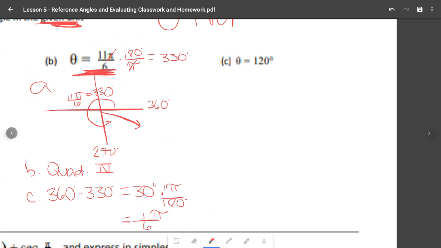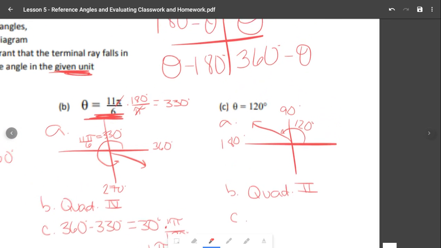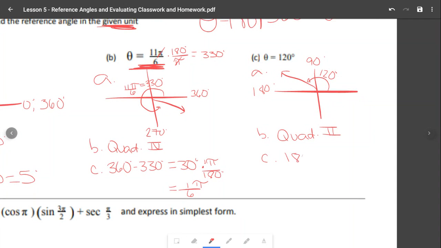For C, rotation diagram, 120 is in the second quadrant because it's between 90 and 180. Again, counterclockwise. So we just said second quadrant. So the formula for the second quadrant, 180 minus theta, 180 minus 120. You should get 60 degrees.